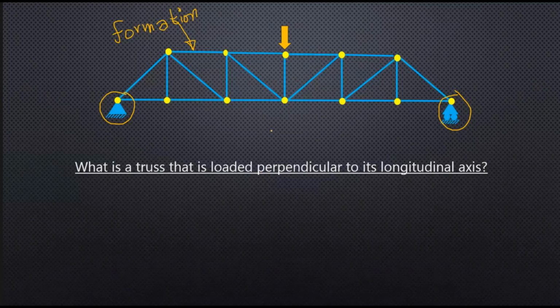So these are reticulated formations, very popularly called trusses. Correct. Now, what is a truss? That is loaded perpendicular to its longitudinal axis. You can see the load that is applied here. Correct. Now, what is a truss?